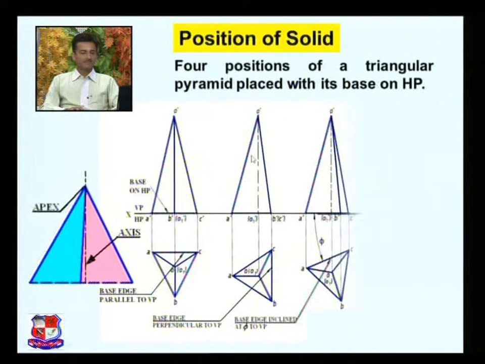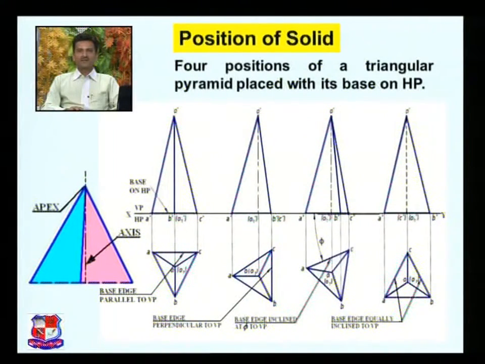The third position, base edge inclined at phi angle to the vertical plane. So here again this angle is given, that is phi, which it makes with the XY line. So draw a line at an angle of phi with the XY line and complete this triangle, and from these 3 points, end points, take projections and draw its front view.